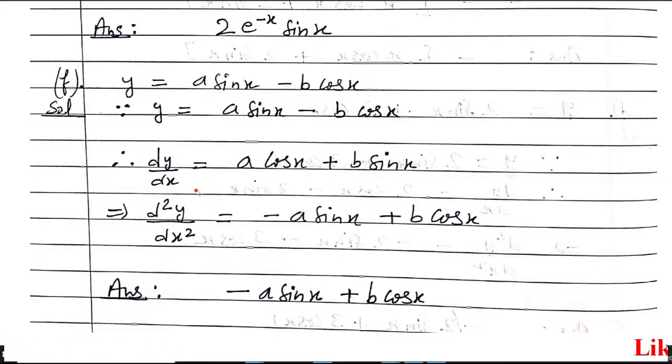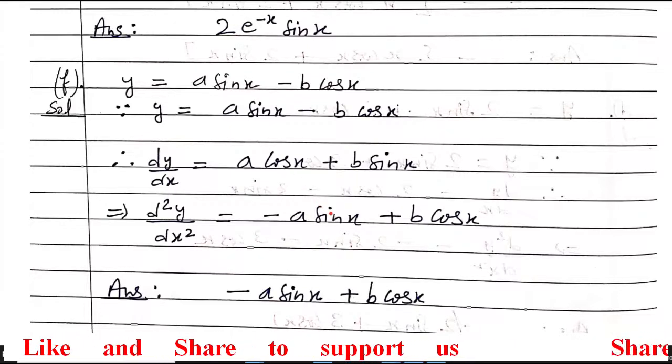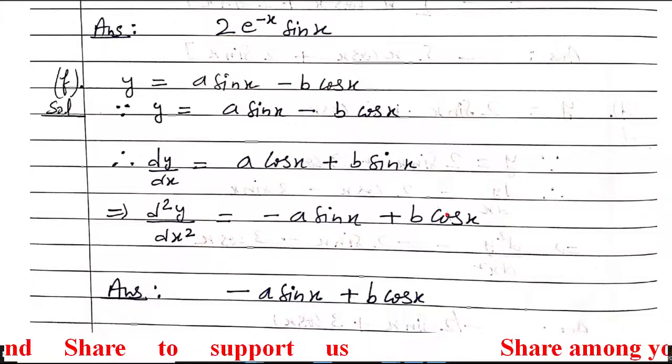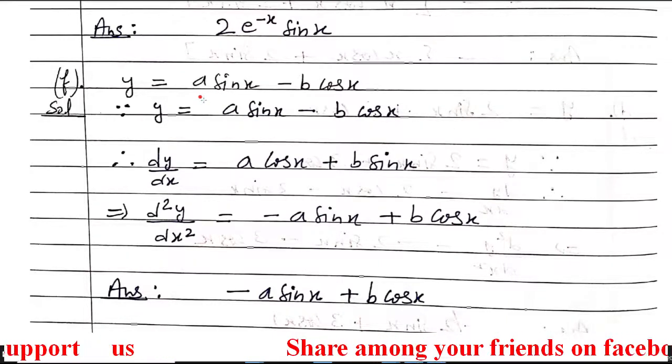Now differentiate it again with respect to x, that will give you the second order derivative. Here d2y over dx square means second order derivative. So you have to differentiate it again with respect to x. a will come as it is, cos x differentiation is minus sin x, and sin x differentiation is cos x. So this is your second order derivative for the given function.